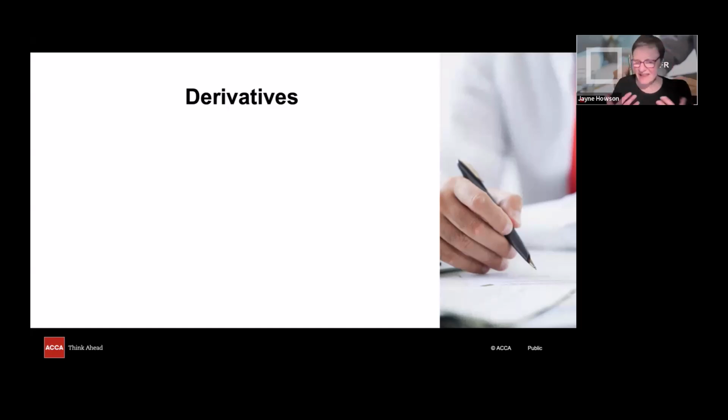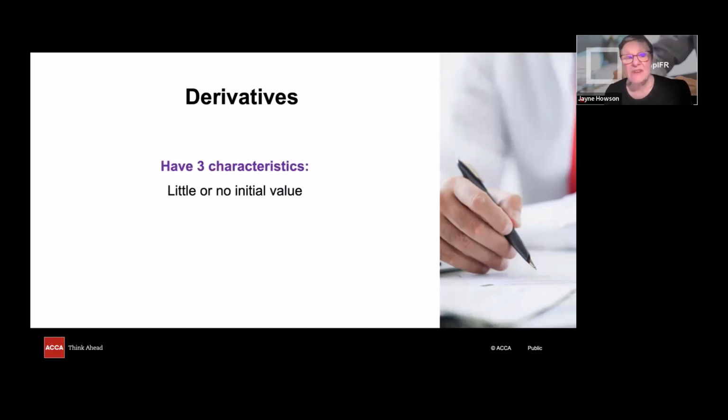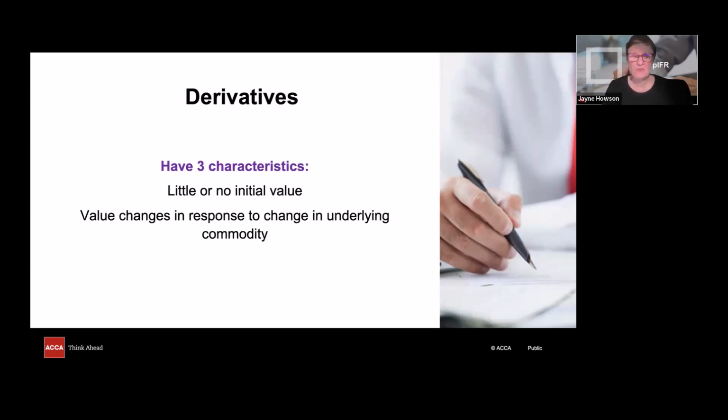But to make sure that we understand hedge accounting, we're going to be thinking about derivatives that are used for hedging purposes. Now, they have three characteristics. Number one, they have very little or no initial value. Now, some of them do, I must admit, but most of them have a relatively little value, all of them in fact, compared to the value of the transaction that you're hedging against. They may have a teeny tiny transaction cost when we set them up, but generally it's not very much.